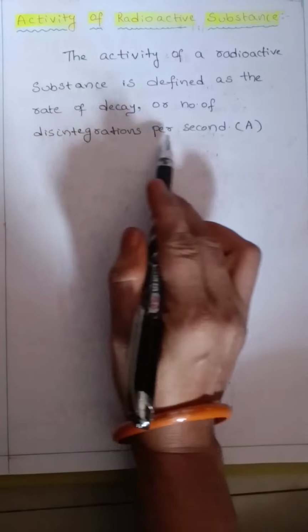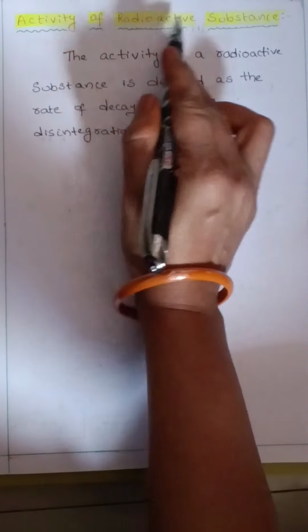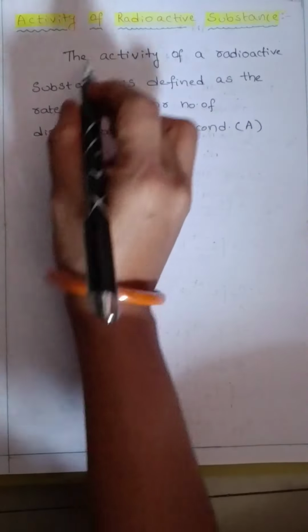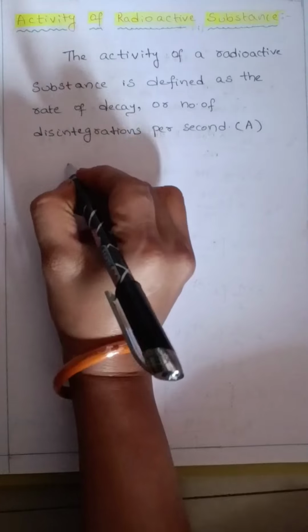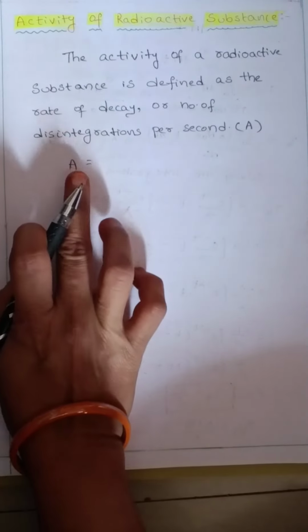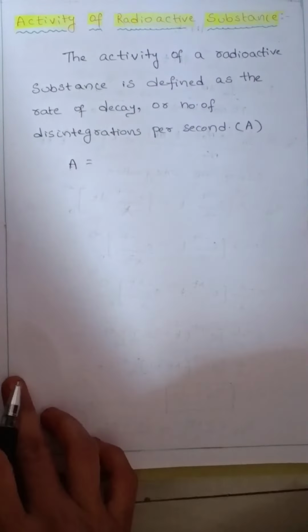So a radioactive substance disintegrates, is it not? It disintegrates with respect to time, and that is what we can call the activity. So the number of disintegrations per second is nothing but the activity of a radioactive substance, which is denoted by A. So as per the definition, A is the activity, which is the number of disintegrations per second.